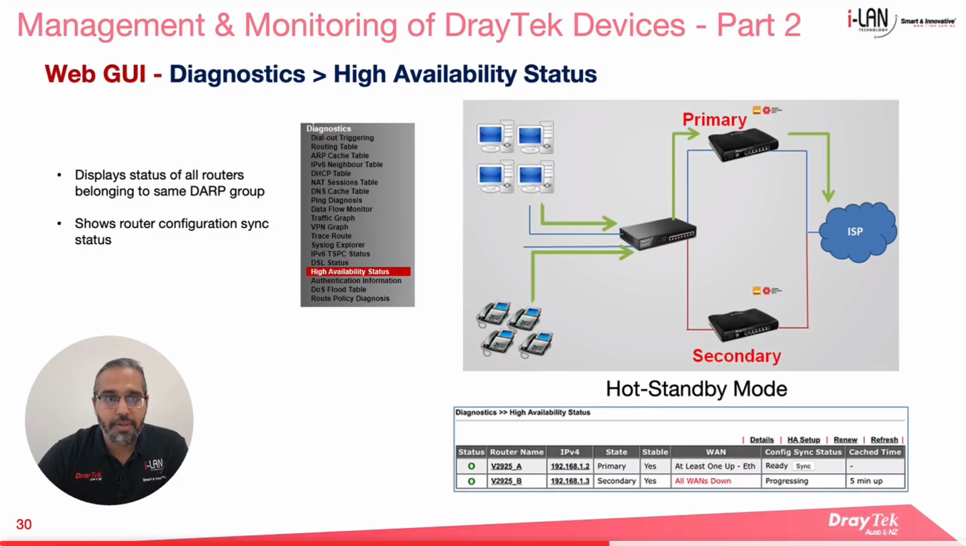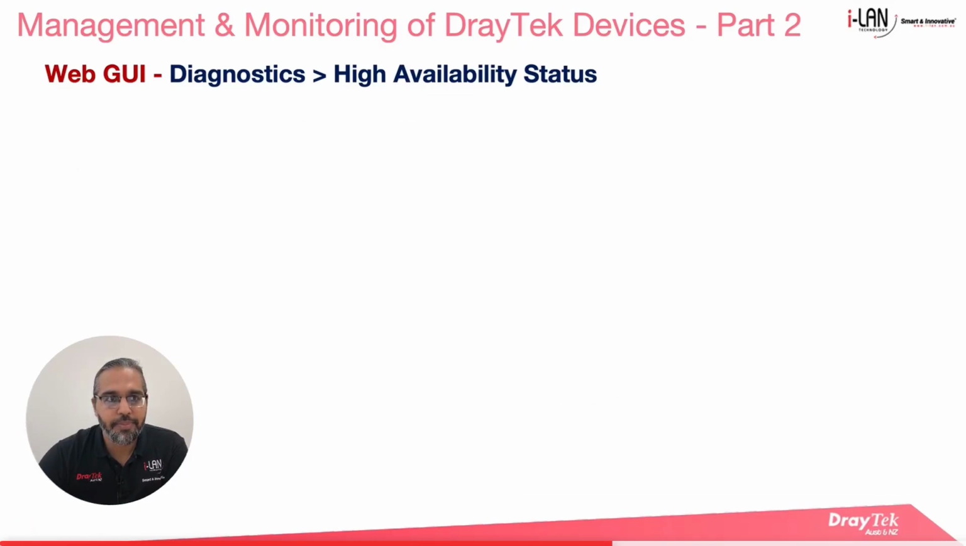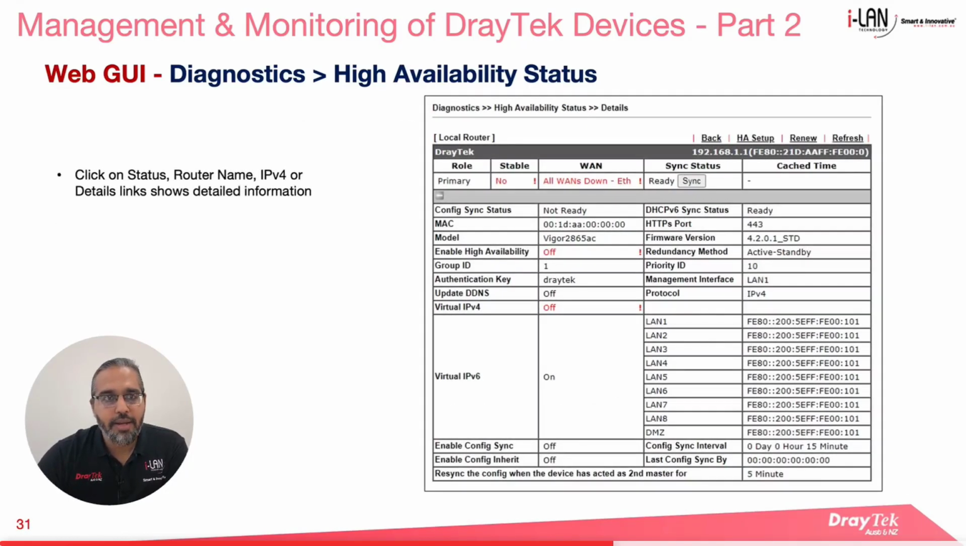The table displayed on the page shows the status of the routers that are part of the high availability group. Clicking on Status, Router Name, IPv4 or Details links will show further information for that device as shown here.